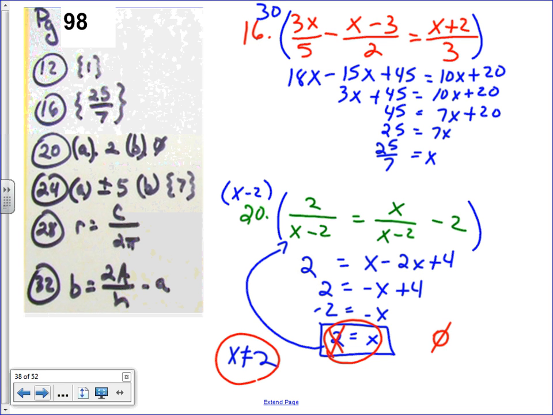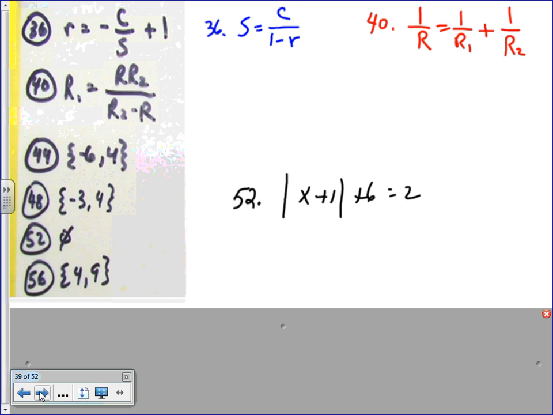Okay, I'm assuming you've done through number 32 or checked through 32, and we'll move on. Here are the next solutions, but I'm going to work these 3 problems. S equals C over 1 minus R, and you're solving for R. Here we have the variable I'm solving for is in the denominator. So essentially, I'm going to think of this as if it's a proportion. I'm going to begin solving by cross multiplying.